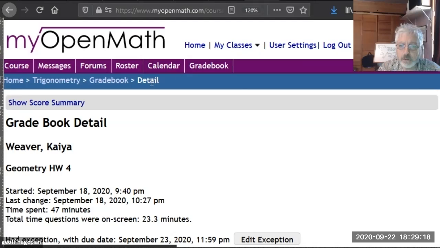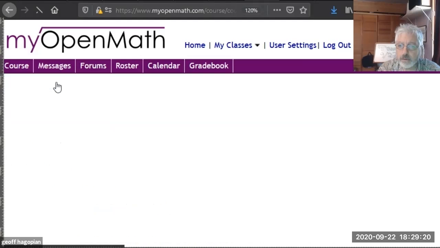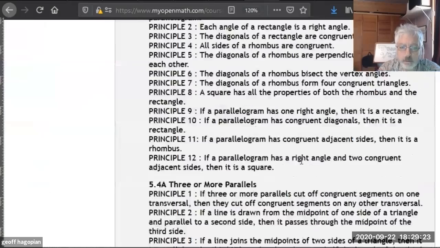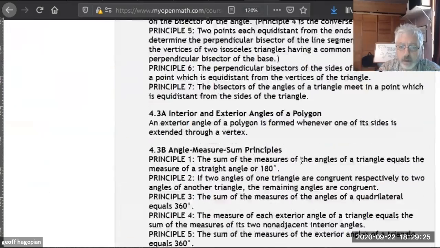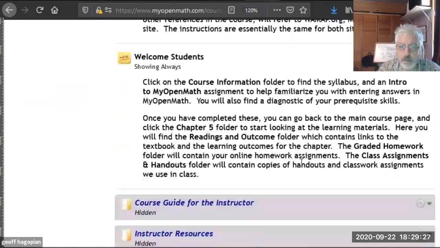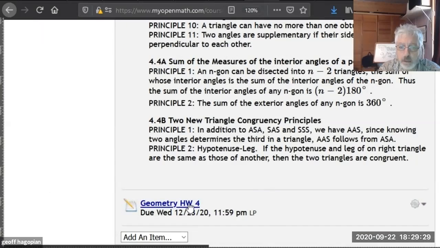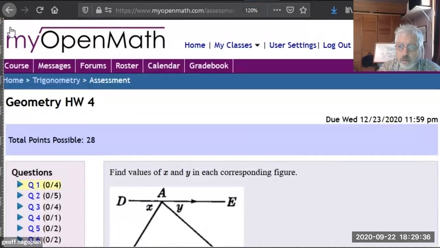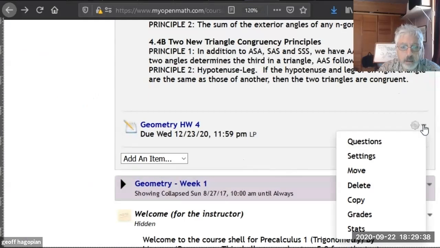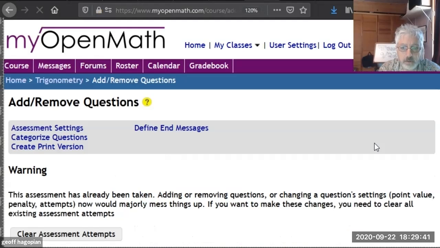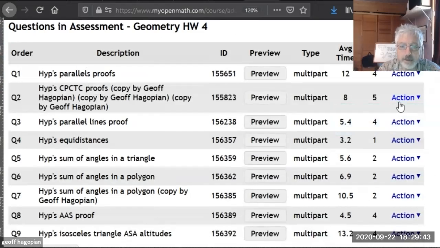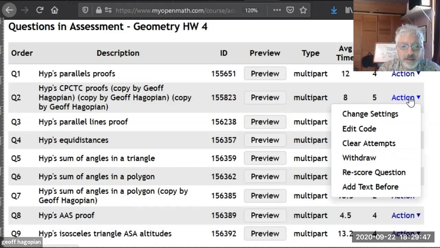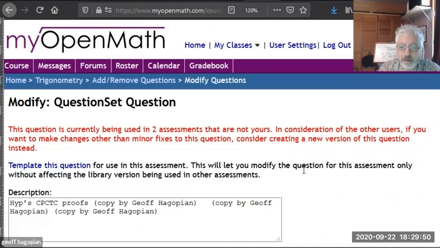Meantime, let's go back to trigonometry, and we'll have to scroll down here to where that is. I believe it's in week, yeah, so it's this one. So do I open it here? No. I go to here and say questions, right? And so this was the second one, right? Didn't take me long to find a typo. So edit code, right?